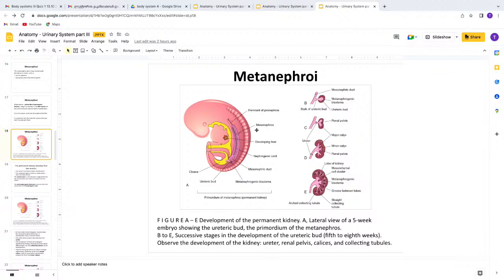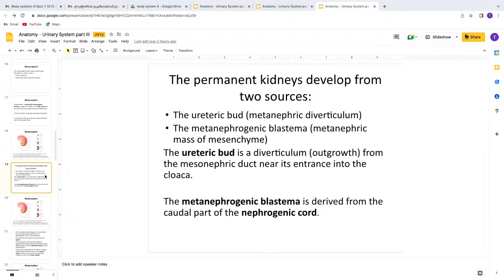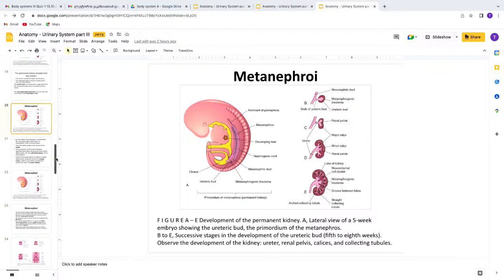Okay, continuing. Let's summarize what I've said right now. The kidneys have two sources from which they develop. We have the ureteric bud, which is the metanephric diverticulum, and we have the metanephrogenic blastema, the metanephric mass of the mesenchyme. The ureteric bud is a diverticulum, an outgrowth from the mesonephric duct near the entrance into the cloaca. The metanephrogenic blastema is derived from the caudal part of the nephrogenic cord. So this is exactly what I've talked about right now.